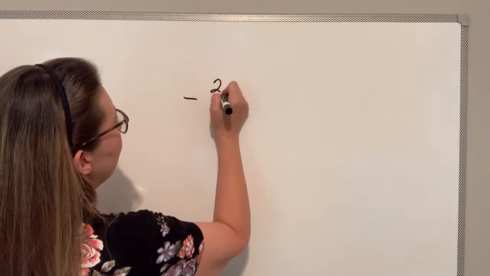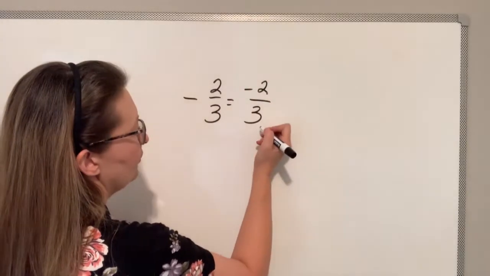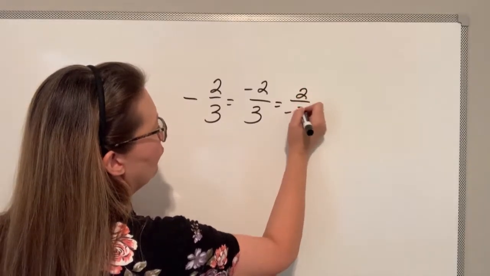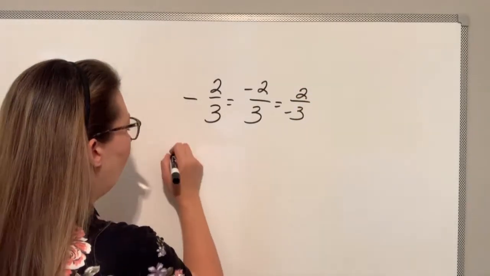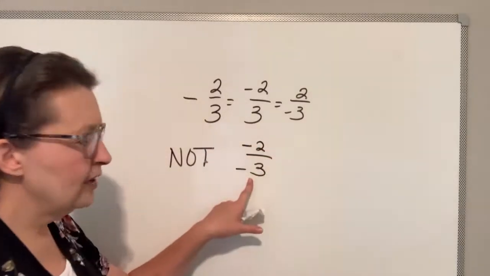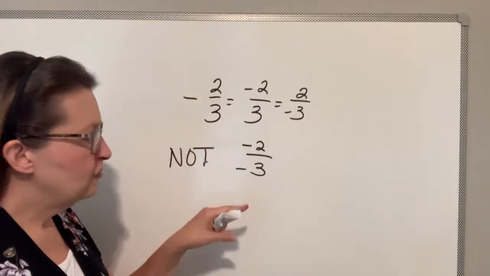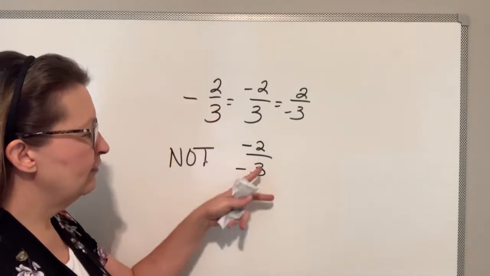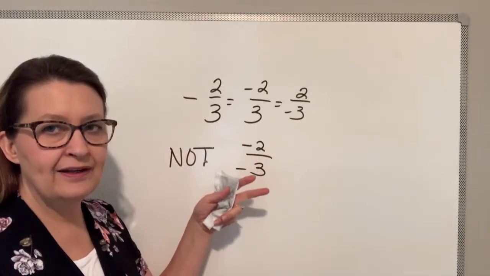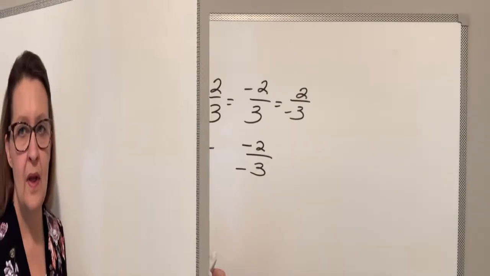But if you have -2/3, if the whole thing is negative, you can write that as -2 over 3. You can write that as 2 over -3. What you cannot do is make that -2 over -3, because this is positive and we started off with a negative. So just be sure you don't split this negative up and give 1 to each numerator and denominator. You cannot do this. This is the only thing you can't do. Okay?